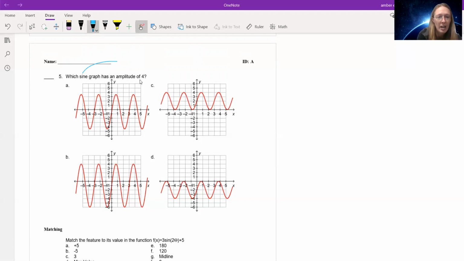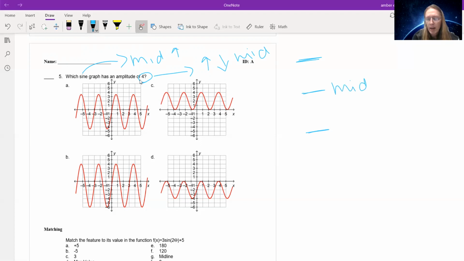So remember, sine starts at the midline and goes up, and it has an amplitude of 4. So that's how far up and down from the midline that we have to go. Let's just do a picture. If this is my midline and I know that I have to go up 4 and down 4 from there, that means this whole piece right here is 8 units. So I need to find something where the top and the bottom are 8 units away.